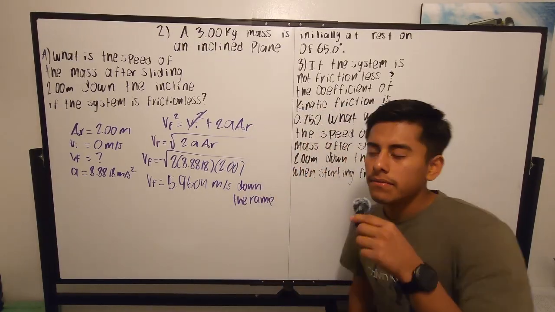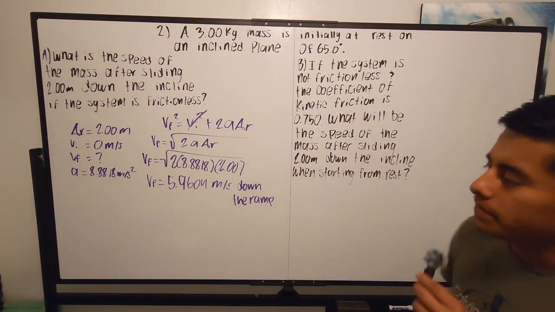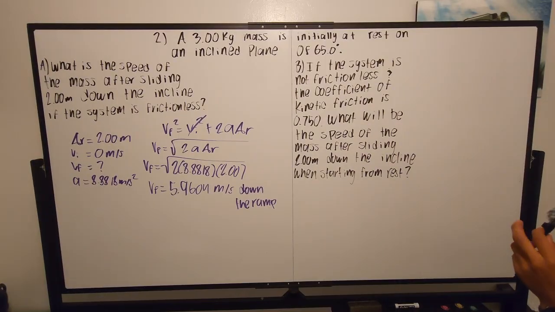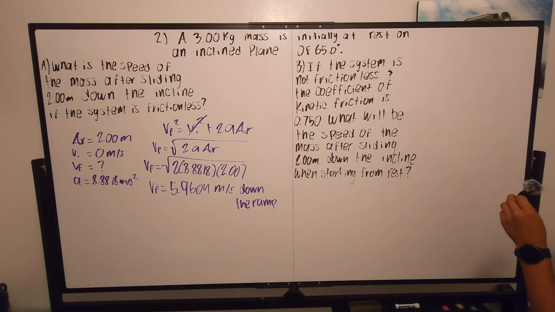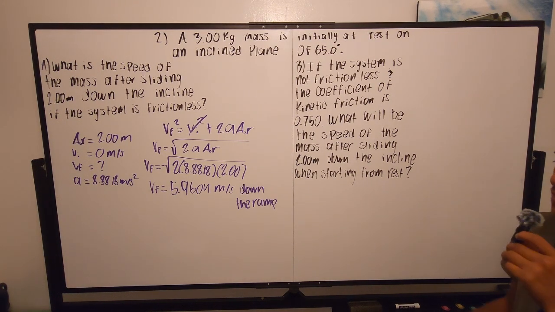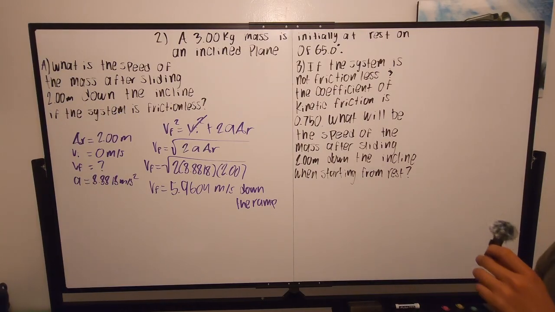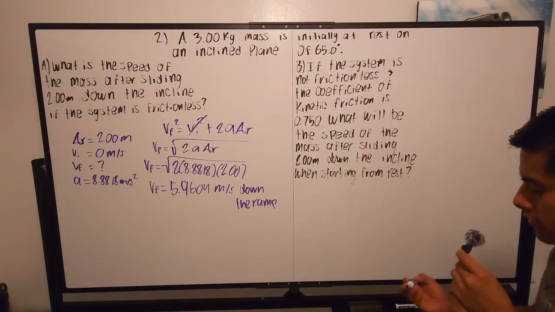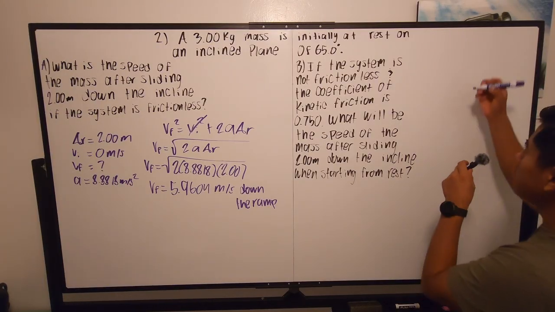So the direction. And that is it for that problem. Coefficient of kinetic friction is 0.750. What will be the speed of the mass after sliding 2 meters down the incline when starting from rest? So this part is almost exactly the same as the previous part, just that in this one we have an extra force. So let's go ahead and do the exact same steps that we did.